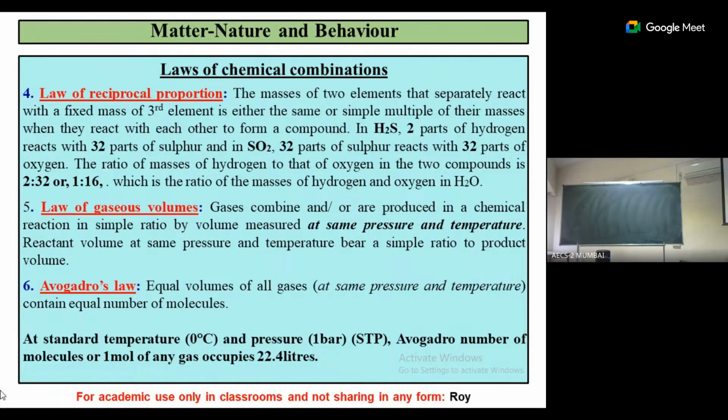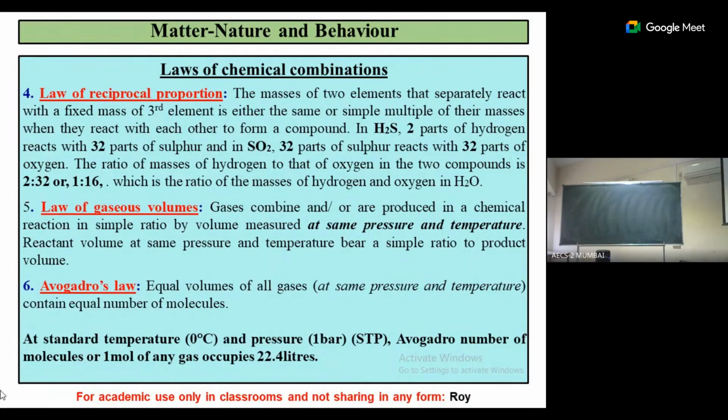So this is what the law of reciprocal proportion states: when hydrogen and oxygen form a compound themselves, the ratio of masses will be either the same or a simple multiple of what they form in different compounds or other compounds.